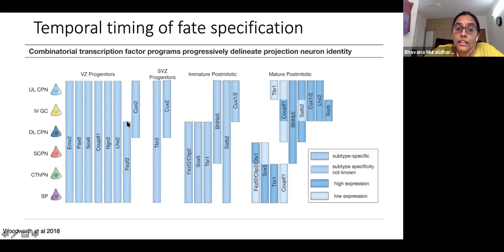So for instance, FEZF2 is again restricted only to the deep layers. It's got nothing to do with the upper layers. And CUX2 expression, both in the ventricular progenitors and the SVZ, decides the upper layer fate.